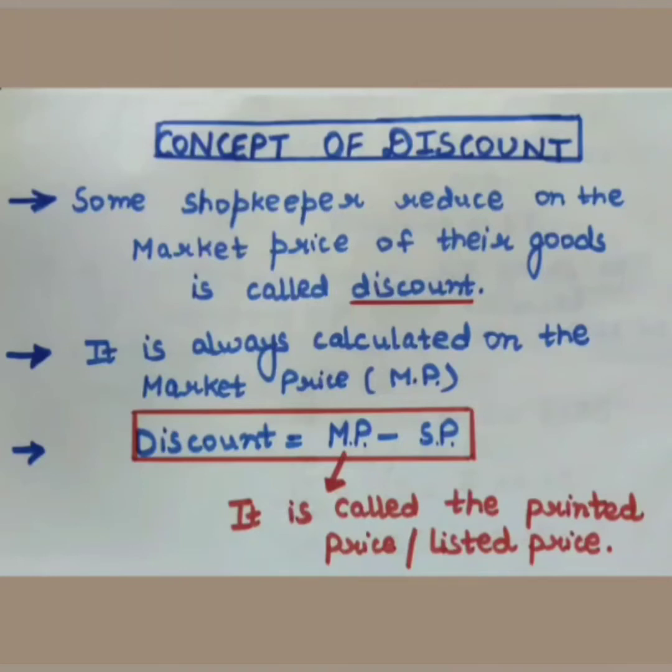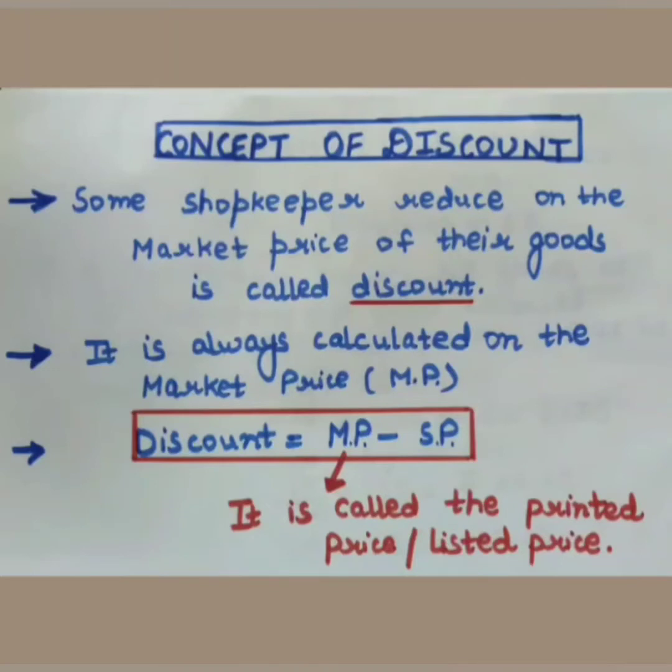So first point, when a shopkeeper reduces the price on the market price of the goods, that is called what? He offers, that is called discount. And discount is always calculated on the market price. So the formula of discount is equal to market price minus selling price.